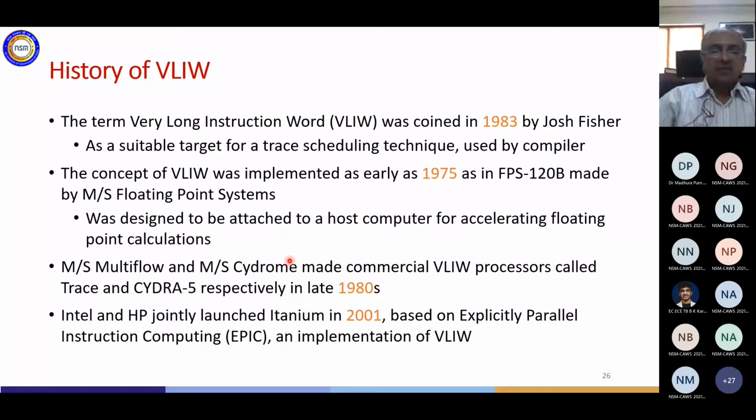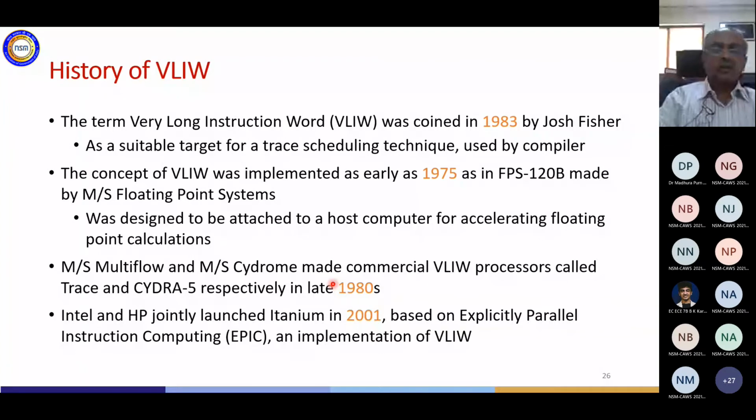And then subsequently, Josh Fisher started a company, Multiflow, and there was another company called Cydrome. They also latched onto this idea, and in the late 80s, I think '87 and '88, they came out with VLIW processors. Multiflow came out with the Trace; it's obvious that it was made by Josh Fisher and his team. And Cydra 5 was a family that Cydrome came out with. And then there were some small efforts subsequently.